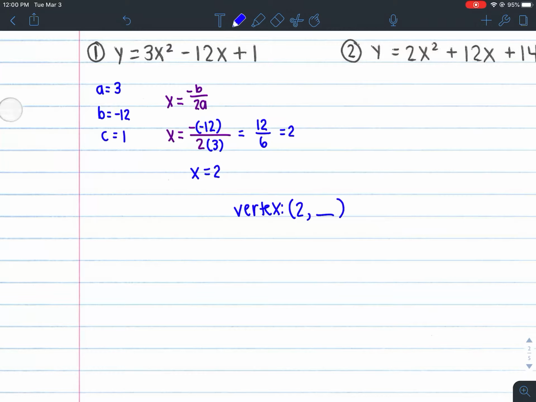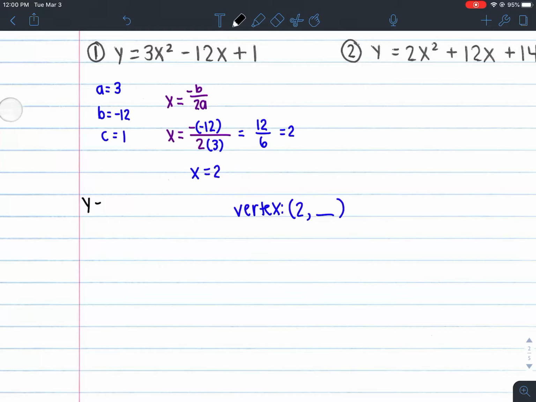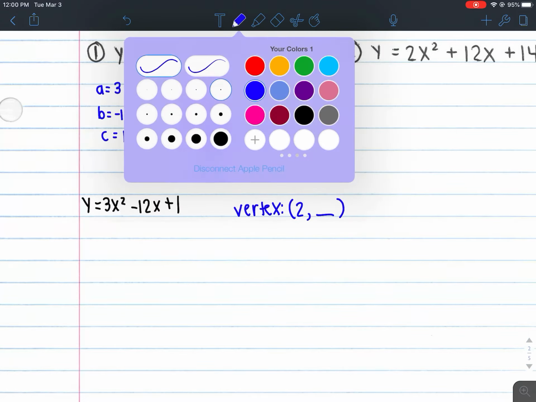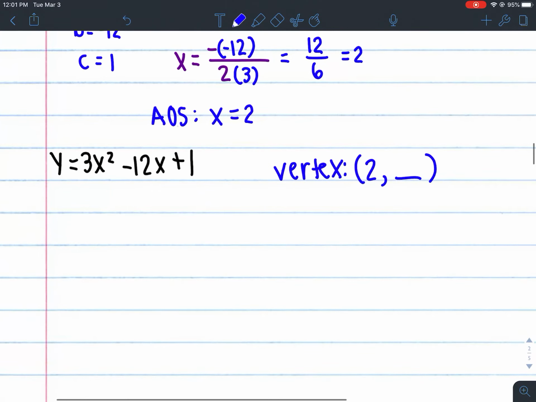But I don't know the y value. So how can I find it? Well, I'm going to use the equation at the top. Y equals 3x squared minus 12x plus 1. If I know the x value of the vertex is 2, then to find the y value, I would plug in the x value. So anywhere you see an x, you're going to plug in a 2.